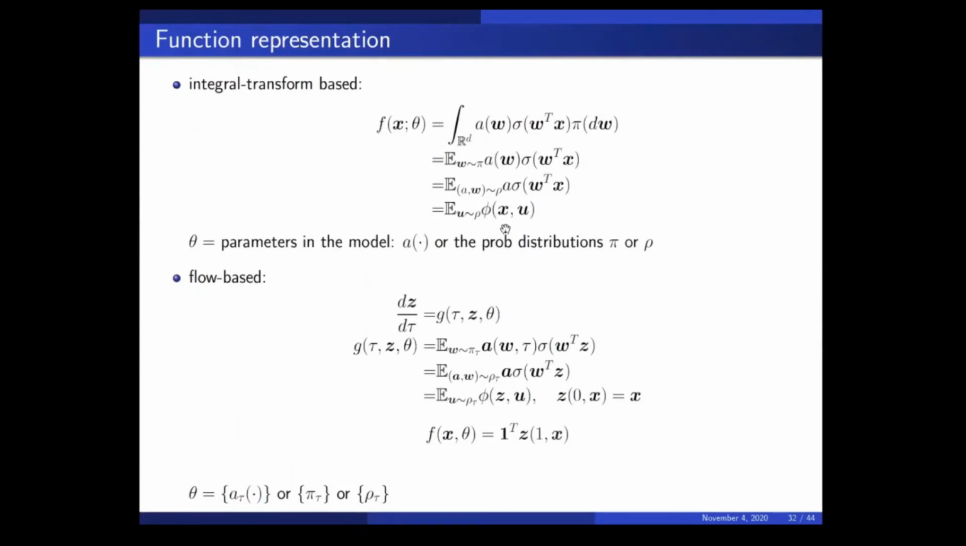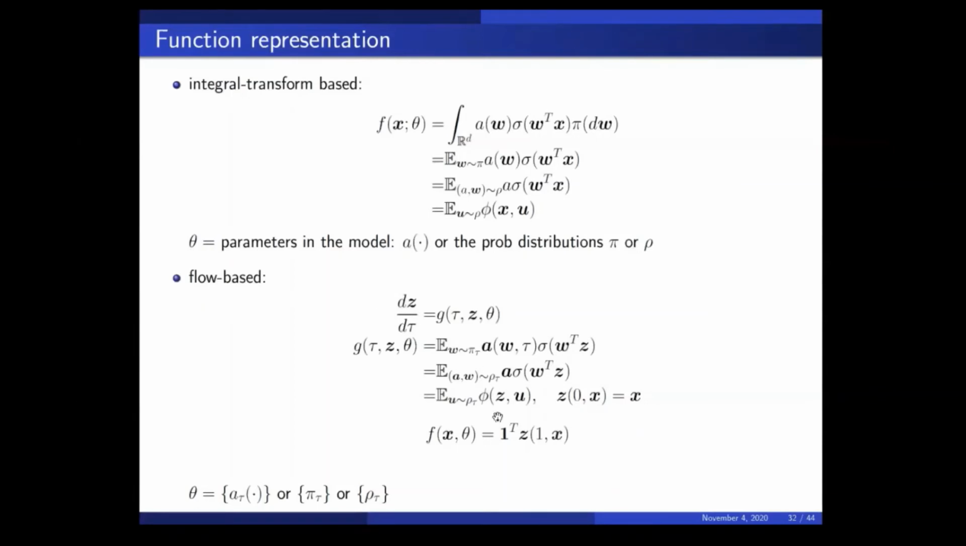This is one way to represent a function. We have seen this before: to represent a function by this kind of expectation. We can generalize a little bit to define more general features. Instead of this special form, we can write down more general functions of two variables, where u is the feature vector. This is one kind of representation. We call this integral transform-based representation.